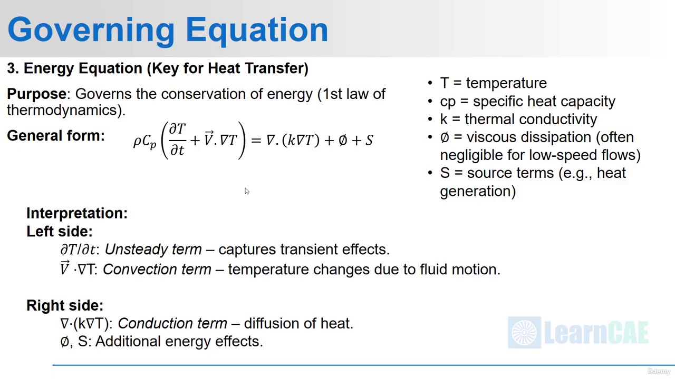Interpretation. The left side term, that is del capital T by del small t represents the unsteady term. It captures the transient effects. For steady state flow, this will be 0. The next term v dot del T represents convection term, that is temperature changes due to fluid motion. And in the right side you have got the first term conduction term or diffusion of heat and the next terms are viscous dissipation and S represents the source term of heat. So this is all about energy equation.